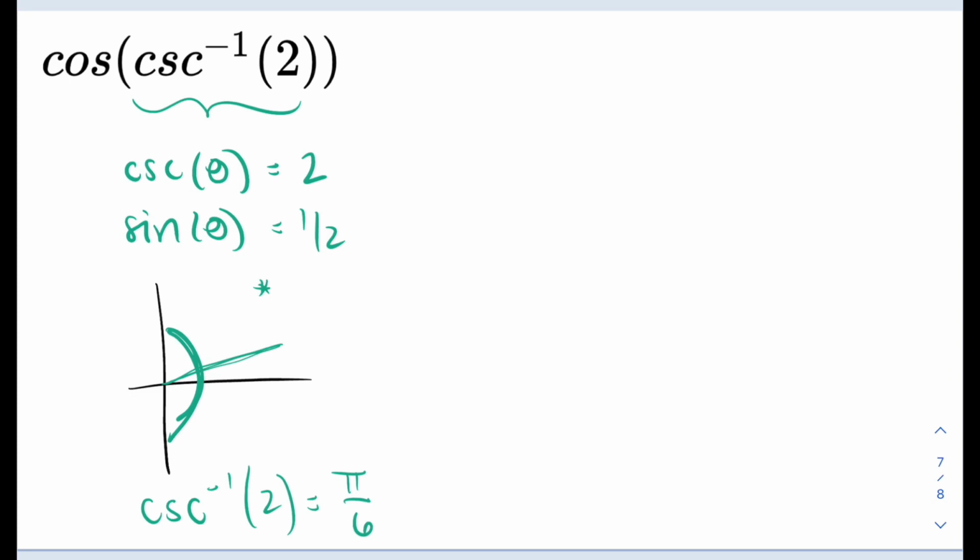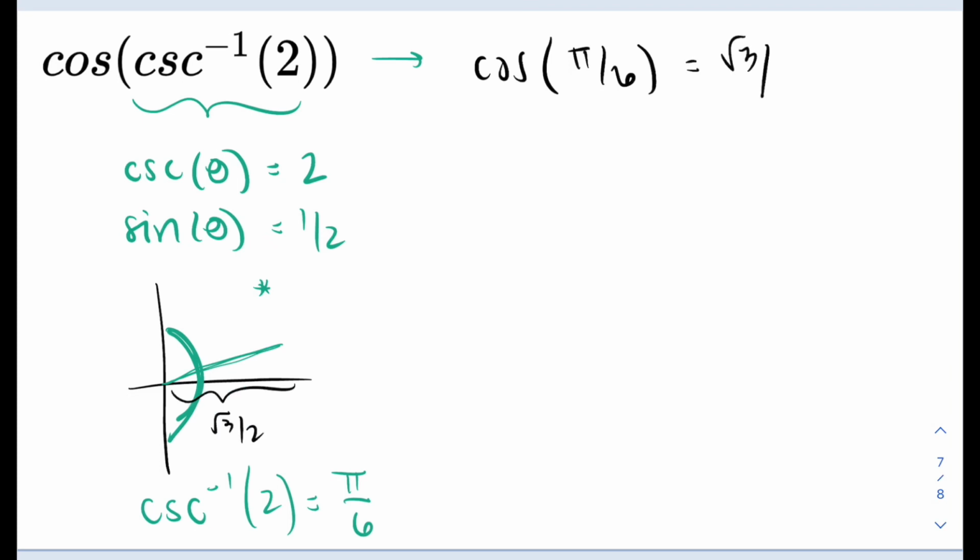Now what that leaves me with is cosine of pi over 6. And again, I already have the angle drawn. My cosine is going to be radical 3 over 2. And there we have it. Those are some examples of evaluating inverse trig functions, normal trig functions, composition of functions, and giving exact answers.